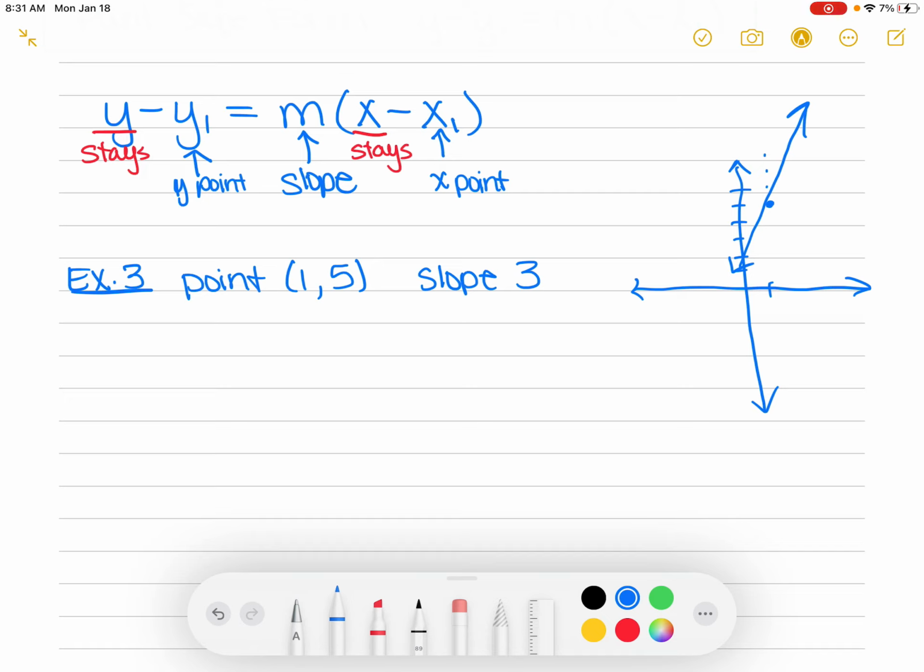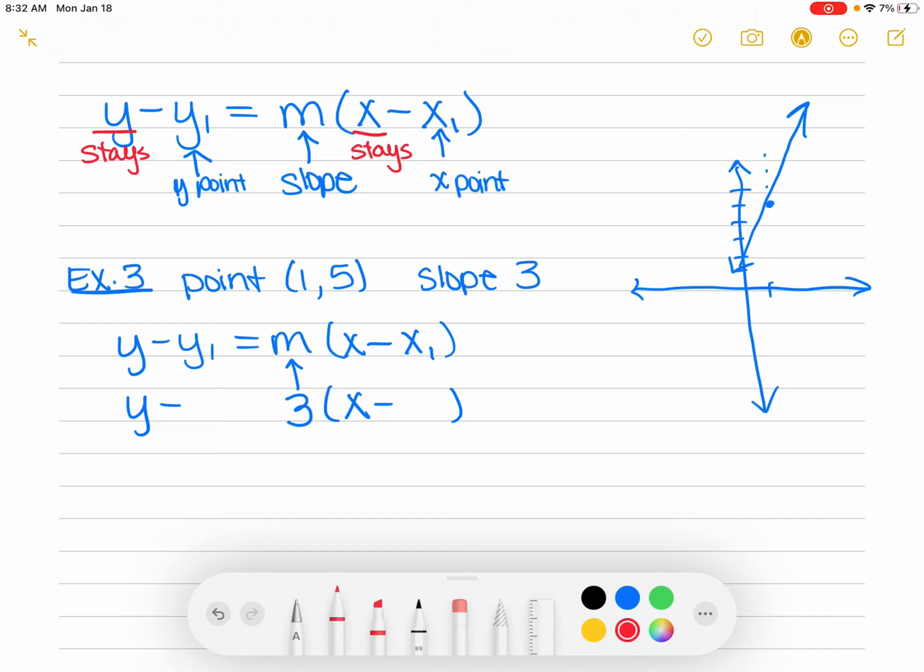That's what they're trying to teach you here. So we're going to take this point-slope form. I'm going to rewrite it again. I know it's writing it a lot, but that helps you remember it. And remember, this and this are staying and everything else is changing. Okay, so the easiest one is my slope. I know my slope is 3. I know that X is staying and that Y is staying. So I'm just going to leave those there.